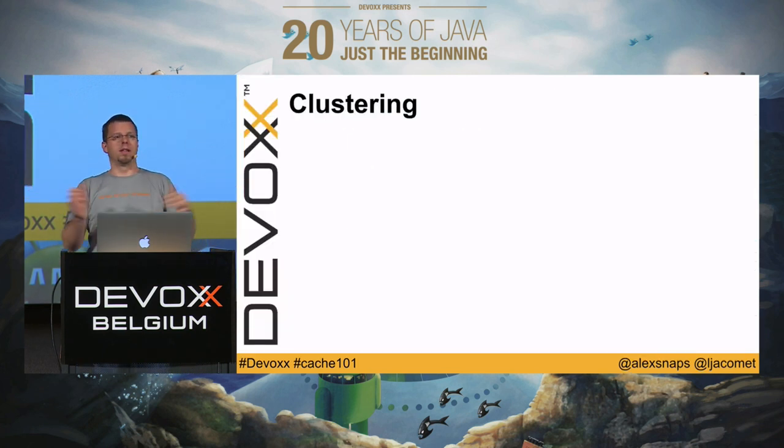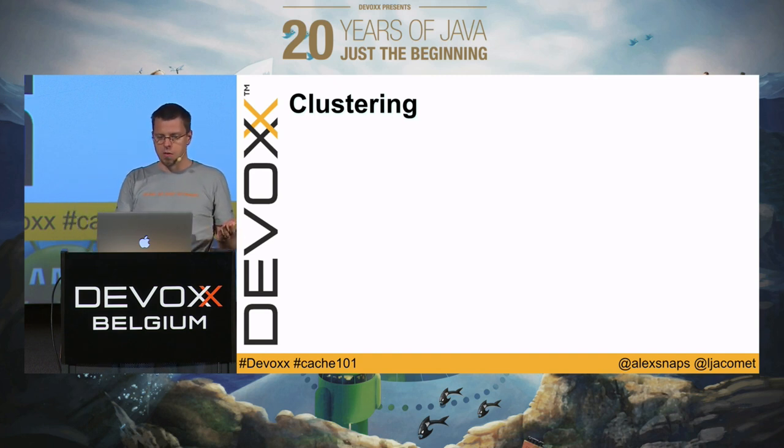So that's one way. That was scaling out. And other implementers have similar offerings, like off-heap is getting more and more common in different caching products.